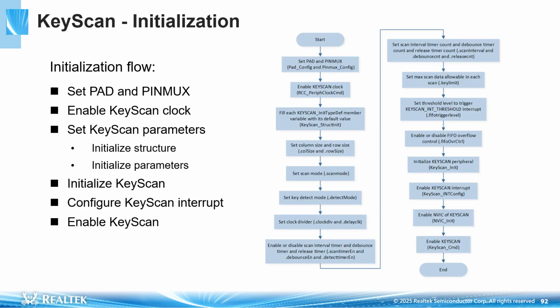The initialization process of KeyScan is shown in the figure. The first step is to set PAD and PINMUX, the second step is to enable the clock signal of KeyScan, the third step is to set the parameters of KeyScan, the fourth step is to initialize KeyScan according to the set parameters, the fifth step is to configure the interrupt of KeyScan, and finally, enable KeyScan.